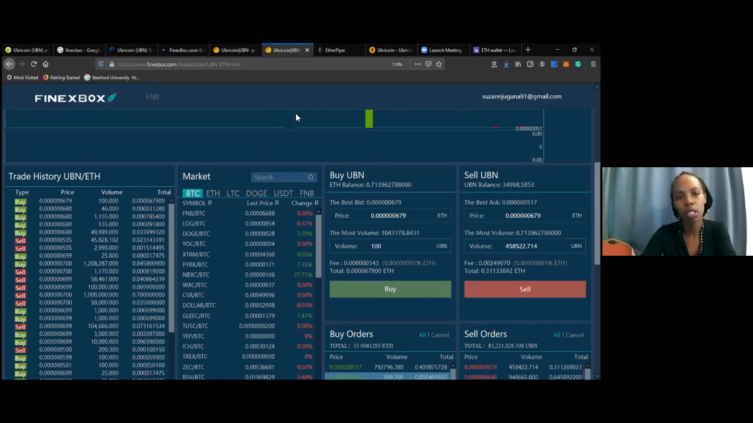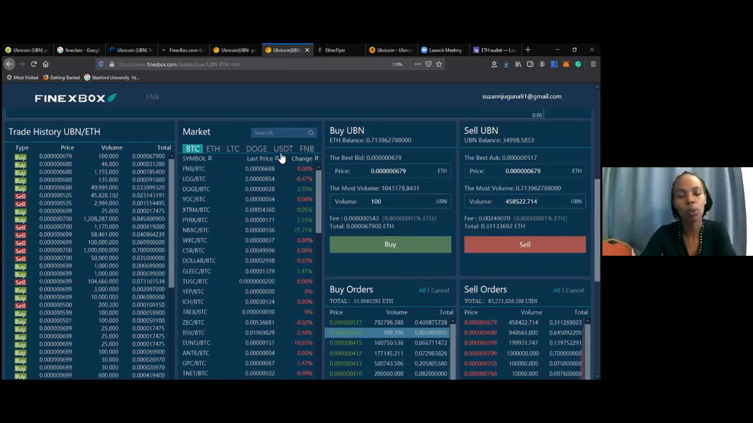Then we have this section where we have different markets. What we were saying is that in one exchange we can have different markets. It means that in this exchange we have a BTC market, ETH market, LTC market, Doge market, USDT market, and FNB market. In all these markets except FNB, we have Ubricoin listed, meaning that you can exchange BTC for UBN, ETH for UBN, LTC for UBN, Doge for UBN, and USDT for UBN. So make sure that you are in the right market.